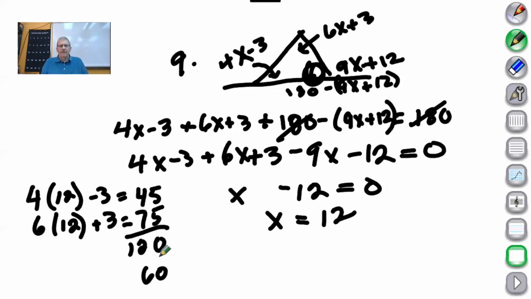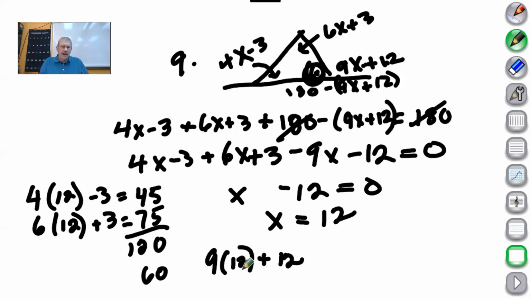Oh, because I wanted to find the angle inside is 60. I wanted to find out the 9x plus 12. Okay, so let's see if we can figure that one out. Well, we know x is 12, so 9x, 9 times 12, plus 12.